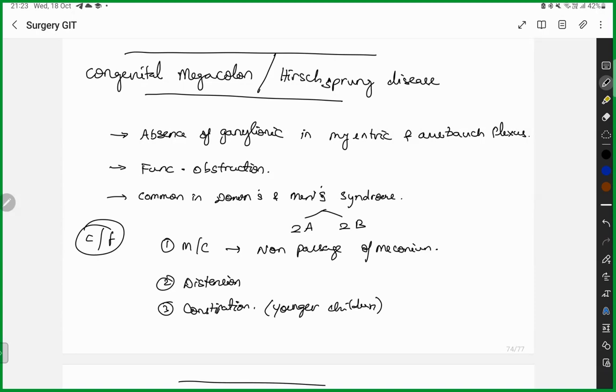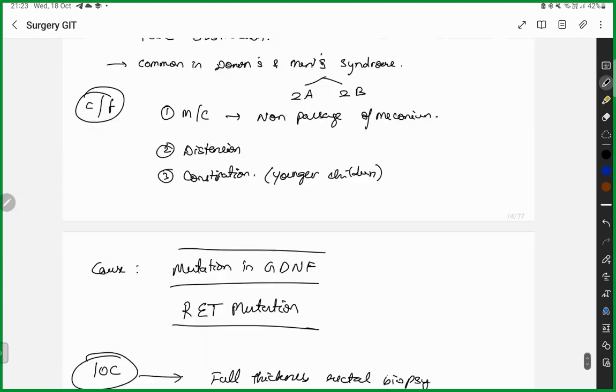So what are the features? Non-passage of meconium, number 1. Distension or constipation, number 2. And it is due to a mutation in the gene coding for glial-derived neurotrophic factor. What is going to be the investigation? The investigation includes a full thickness rectal biopsy.